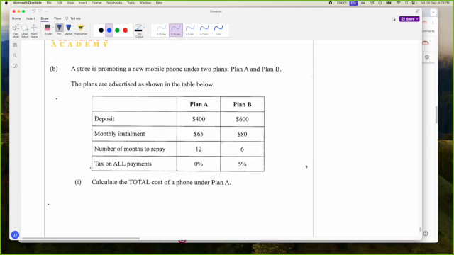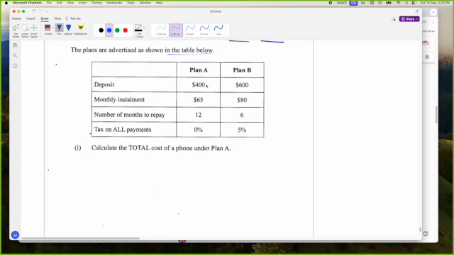A store is promoting a new mobile phone under two plans, Plan A or Plan B. The plans are advertised as shown in the table below. So I see that both plans have a deposit. Both of them have a monthly installment. The number of months to repay: you had to repay this monthly installment over 12 months, and you had to repay this monthly installment over 6 months.